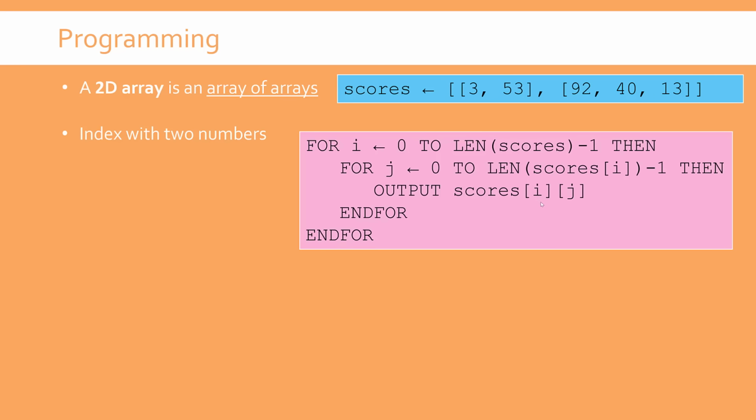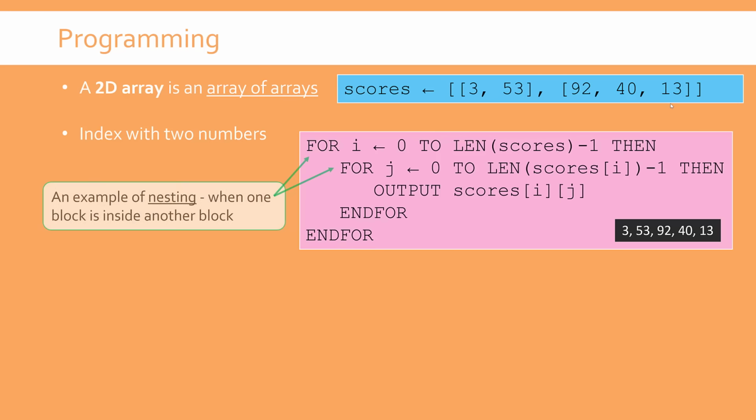Okay, the first number is the sort of which array is it. So if i was 0 here, that's referring to the 3 and 53 array. Whereas if i was 1, that's referring to the 92, 40, 13 array. The second number dives deeper and goes inside the particular array you're looking at. So if you can learn this structure, that would be useful. This would again just print out all the numbers so you get all of them.